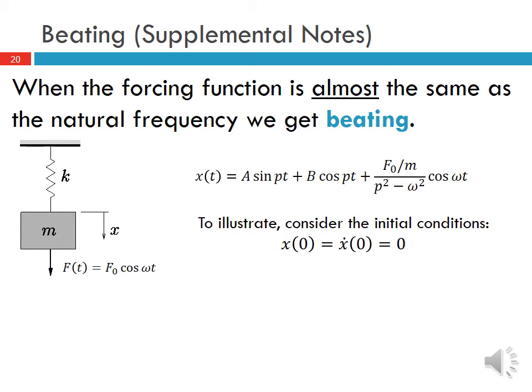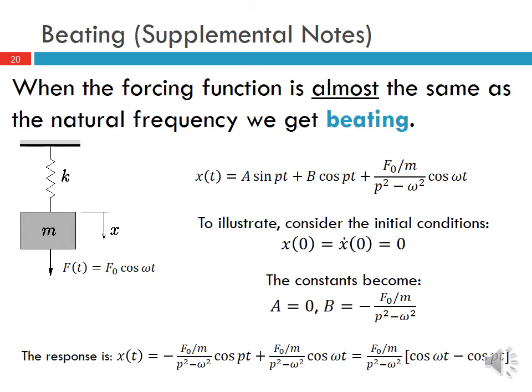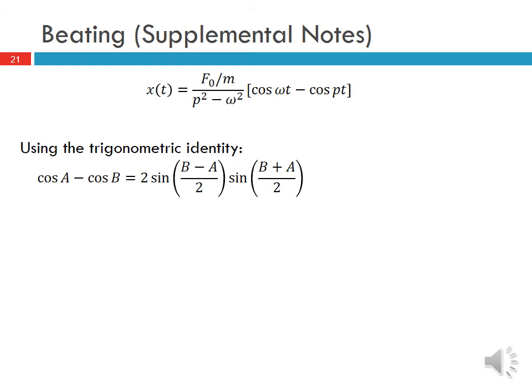Let's illustrate the concept of beating with zero initial conditions. The constants become these values here, so the total response is given as shown here. We have these cosine p t and cosine omega t terms, so we end up with something like cosine omega t minus cosine p t. Now we can use a trig identity to rewrite this: cosine A minus cosine B can be written as the product of these two sine terms.